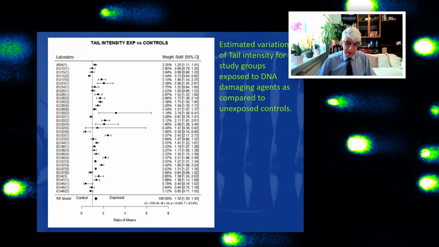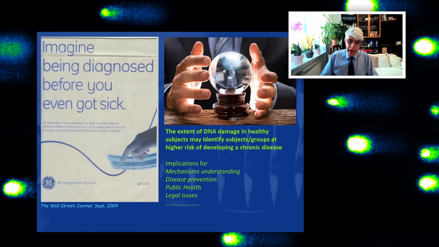And you see that this is a forest plot similar to the one done for meta-analysis. You see that the large majority of studies investigating populations exposed to DNA damaging agents found a significantly increased frequency of damage. And in a way, these are the results from the first part.